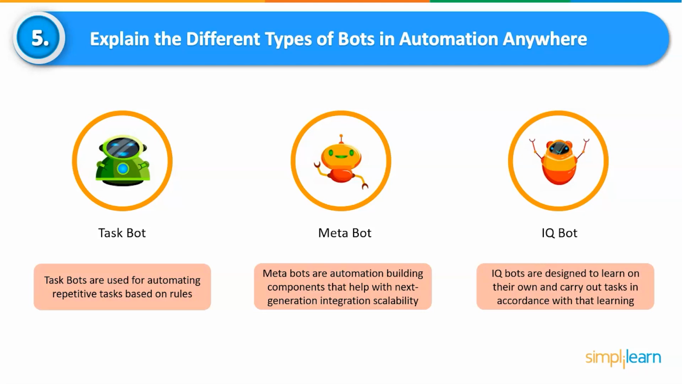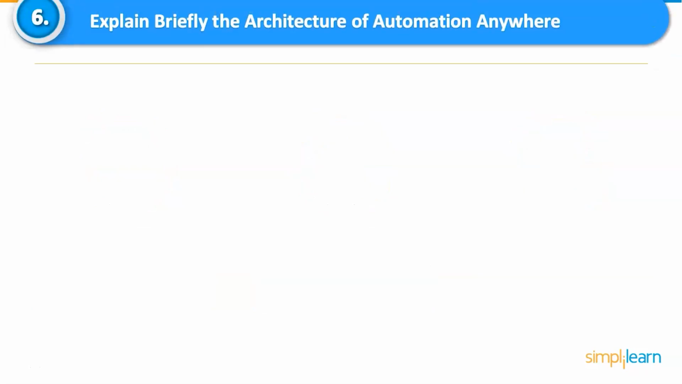IQBot. IQBots are the next generation of intelligent bots. With the ability to think like humans, these bots are designed to learn on their own and carry out tasks in accordance with that learning. IQBots also learn to recognize patterns so that the bot knows exactly what to do the next time the pattern appears. With each human confirmation, it learns and improves its ability to carry out the act.